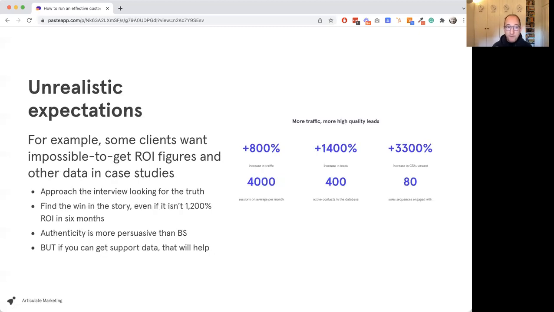Okay. Another pitfall that I've seen working for big companies, particularly, hello Microsoft, is the idea that every case study has to have some numbers in it.